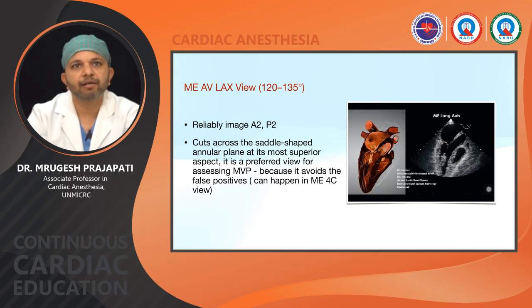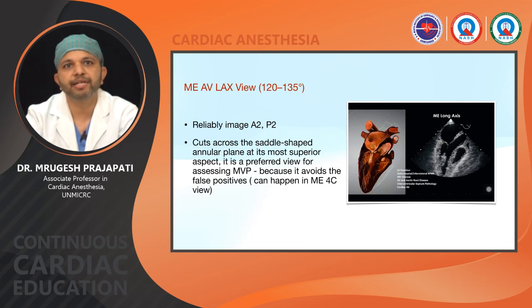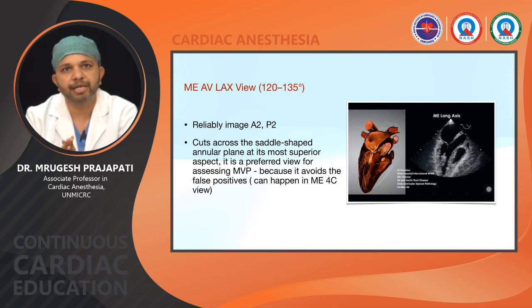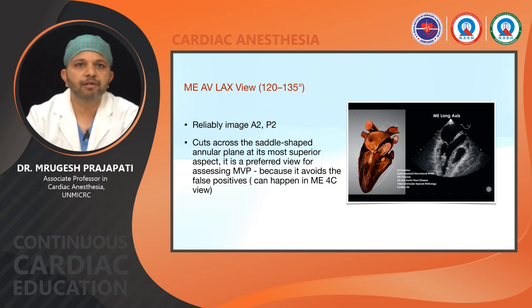Mid-esophageal aortic valve long axis view is obtained at 120 to 135 degree. This view provides the reliable A2 and P2 part of the mitral valve. It cuts across the saddle shaped annular plane at its most superior aspect. It is the preferred view for assessing MVP.